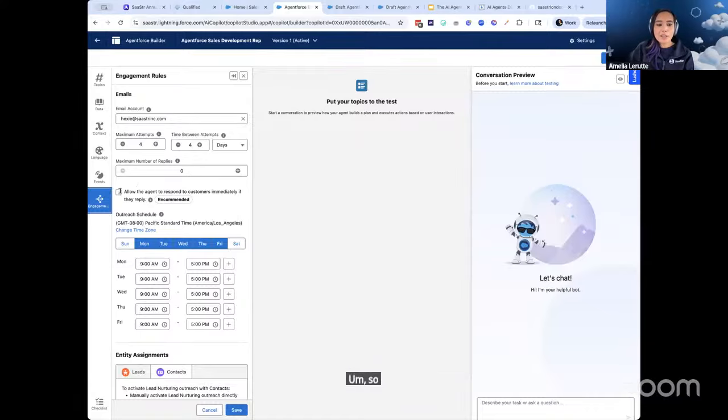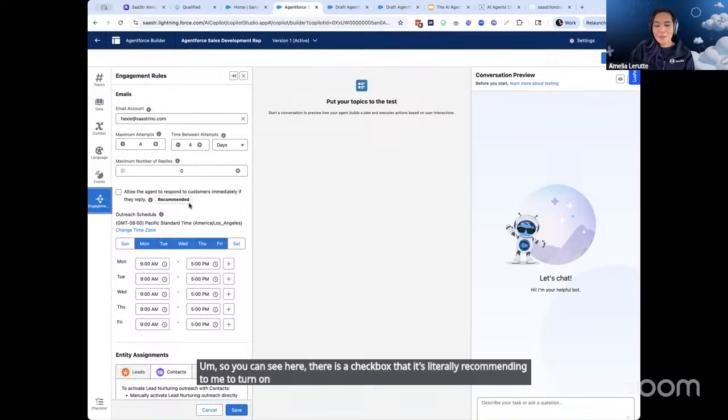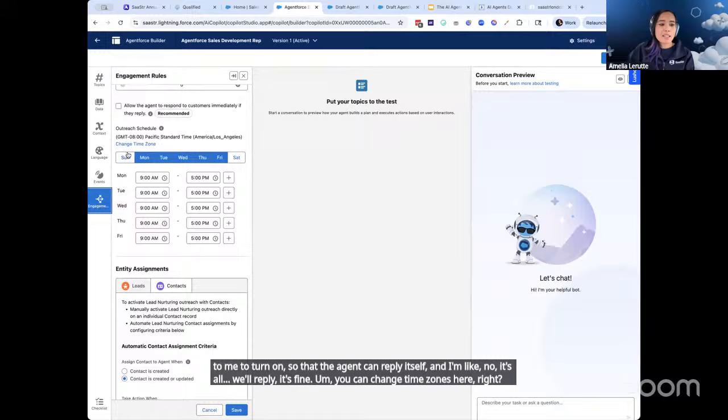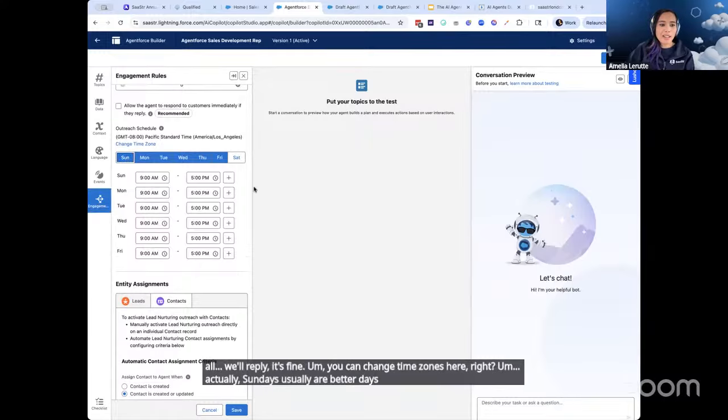You can see here there is a checkbox that it's literally recommending to me to turn on so that the agent can reply itself. And I'm like, no, we'll reply, it's fine. You can change time zones here, right? Actually, Sundays usually are better days, so I can add that one in.